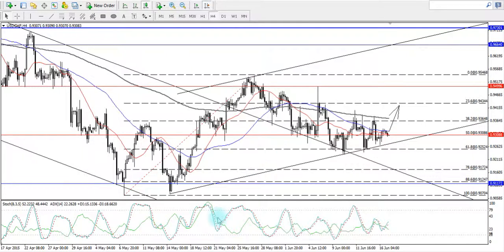But again, at the end of the day, it will still boil down to the FOMC statement later on at 2 a.m. So that's pretty much for the dollar against the Swiss franc.